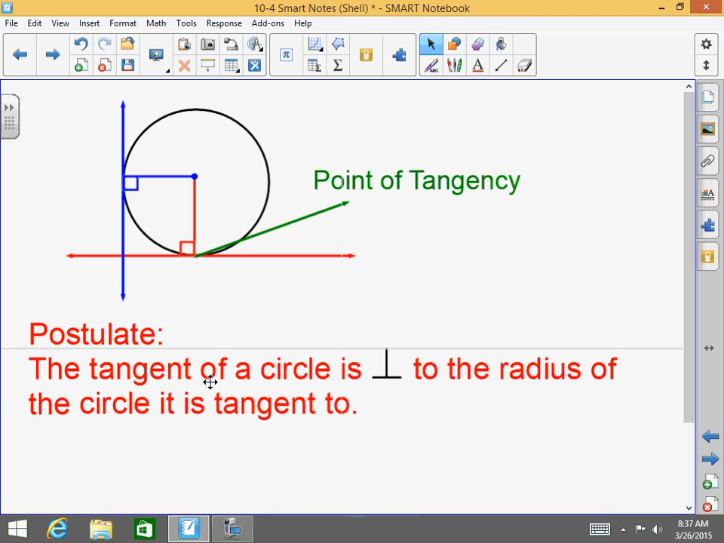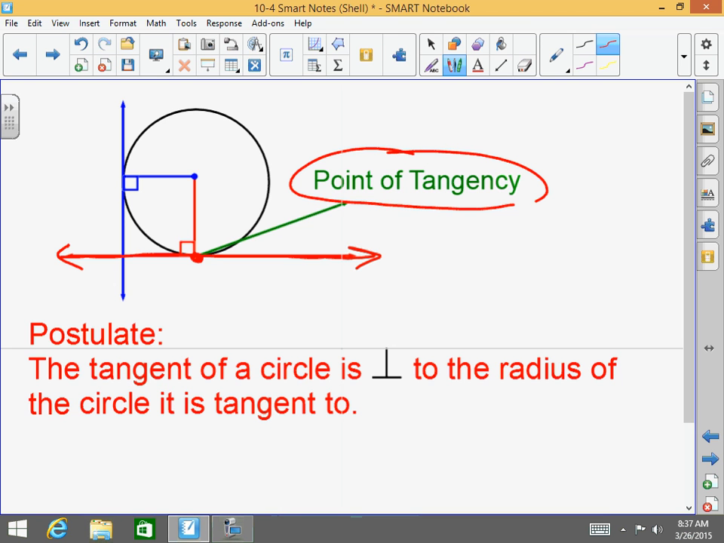So what does that mean? In this particular case, we have a red tangent and we have a blue tangent, just so you could see the differences. This red tangent here has, of course, one intersection. That's called the point of tangency or the point of contact. Usually it's called the point of tangency. And at this point of tangency, if I drop a radius directly to this point of tangency, I create a right angle. It's pretty awesome.